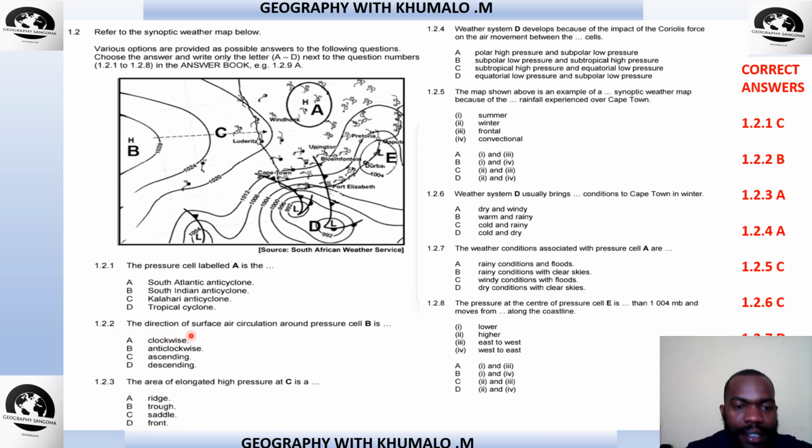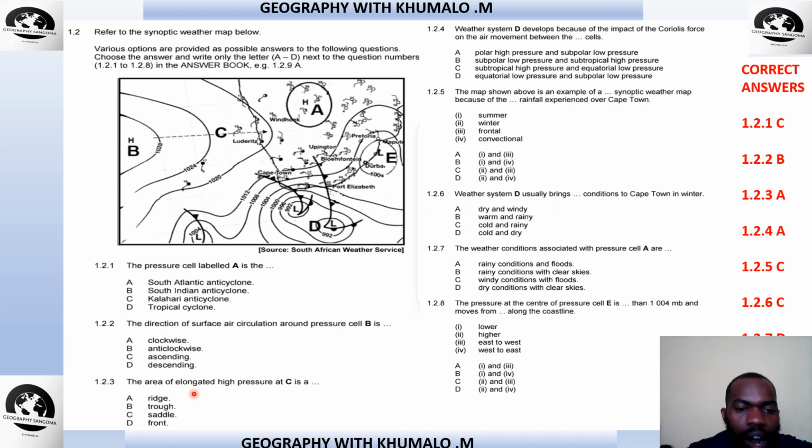1.2.2, the direction of the surface air circulation around pressure cell B is... So it's a circulation around pressure cell B. So the answer there is B. It is anti-clockwise. Remember, these are high pressure systems, and the air circulation is anti-clockwise.